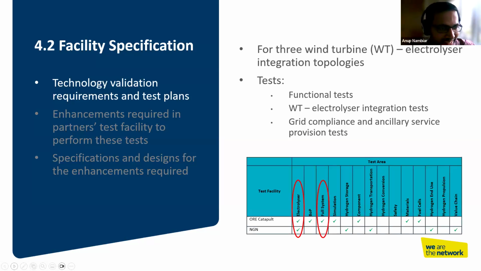Based on the tests that we identified, and from all the previous work in the first task as well, and our current testing capabilities, our idea is to focus more on the two test areas that I've circled there. That's electrolyzer testing, which covers functional tests, and full system testing, which becomes important for both wind turbine electrolyzer integration tests and potentially grid compliance as a service tests as well. Next slide, please, Michelle.